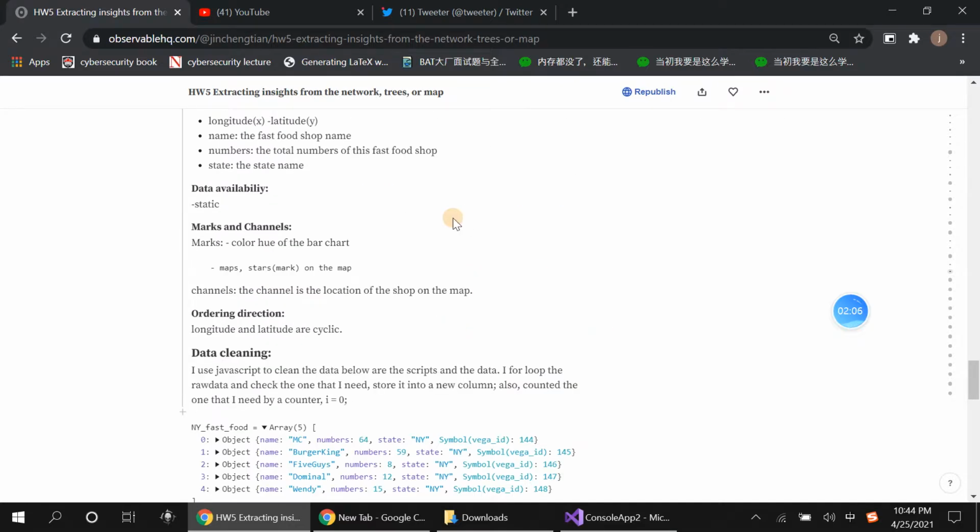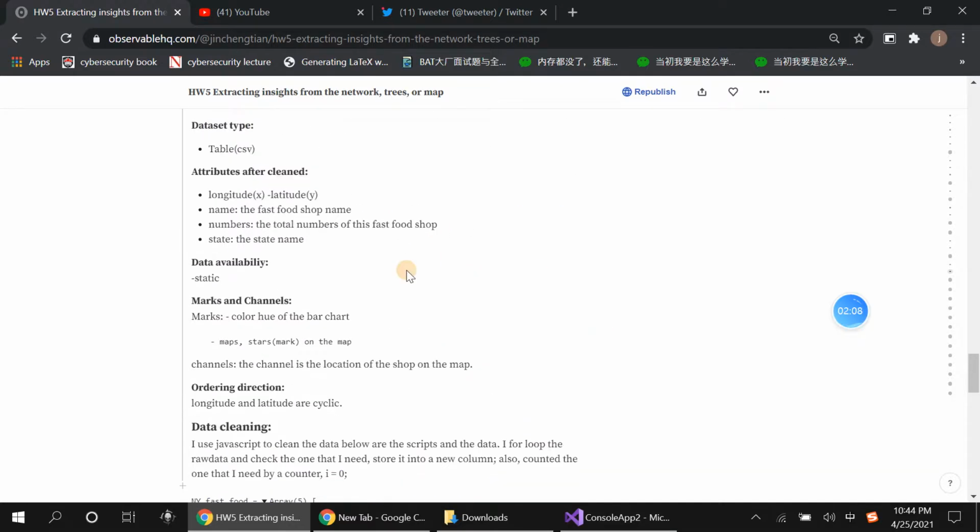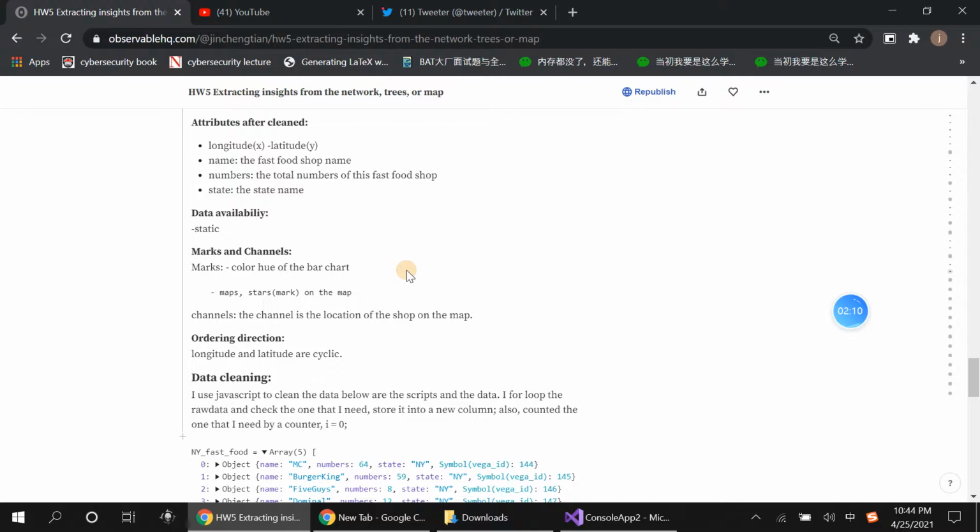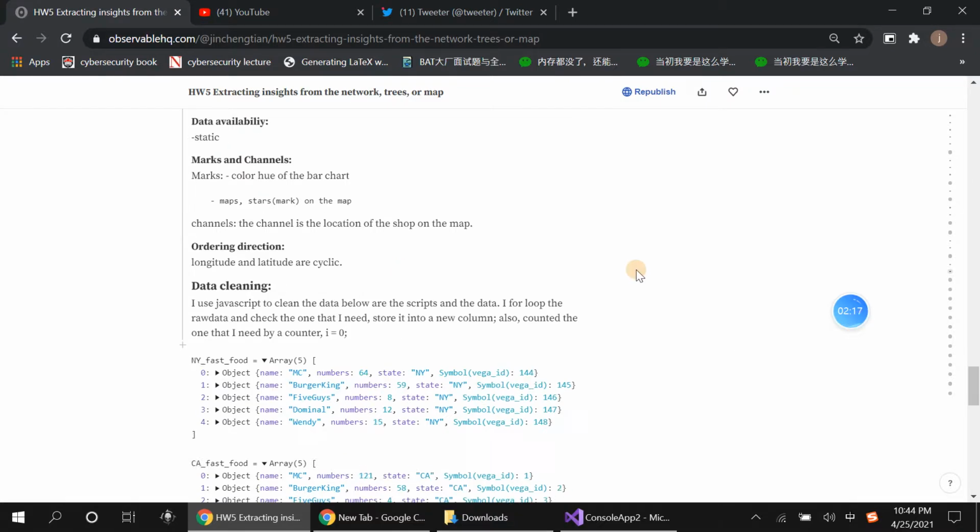The data availability is static. Also, the marks in the channels are the color, and the bar chart, the maps. Also, the channel is the location.